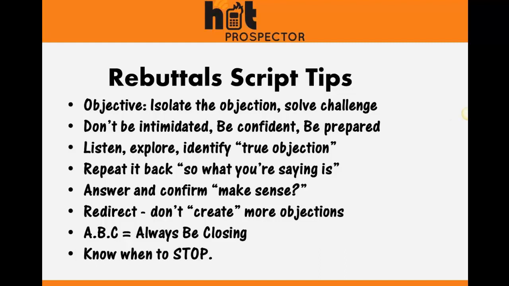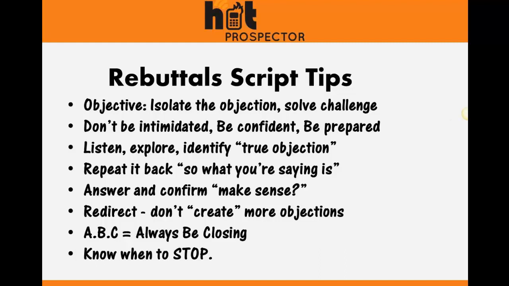That's the point of an objection, is to get you closer to closing that sale. They're telling you why they don't want to buy yet. And if you're really good, then you're going to cut through the BS and get through the sale. Okay? So first, the objective of a rebuttal script is to isolate the objection and solve that challenge.